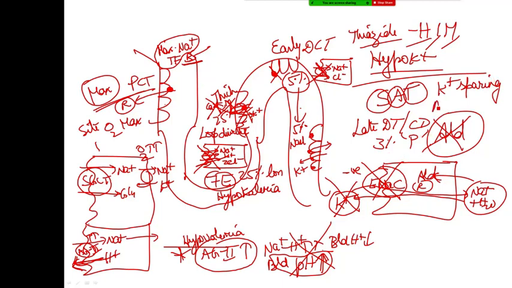ANP. What does ANP do? Inhibits sodium reabsorption, by inhibiting ENaC. So ANP can inhibit ENaC. So that's why it acts as a natriuretic factor.